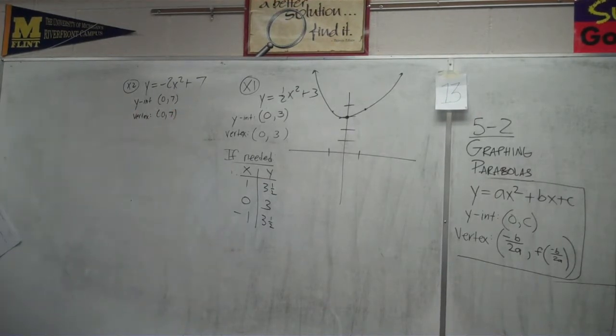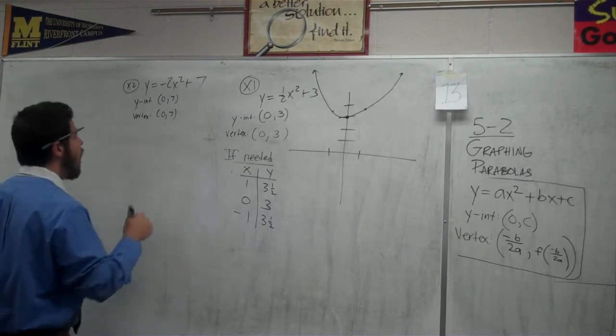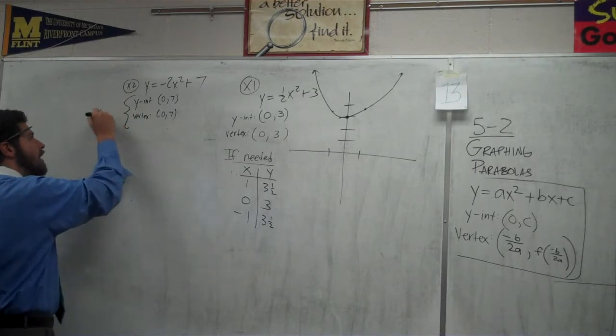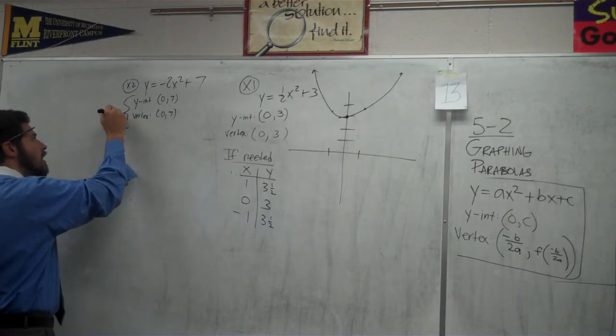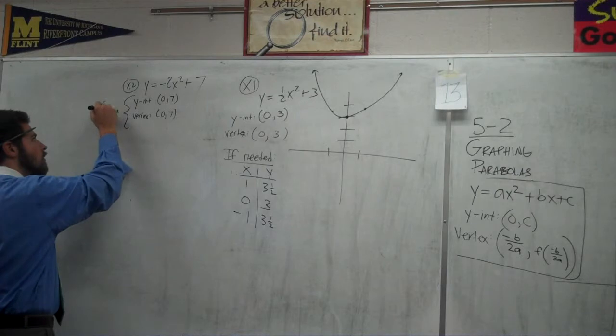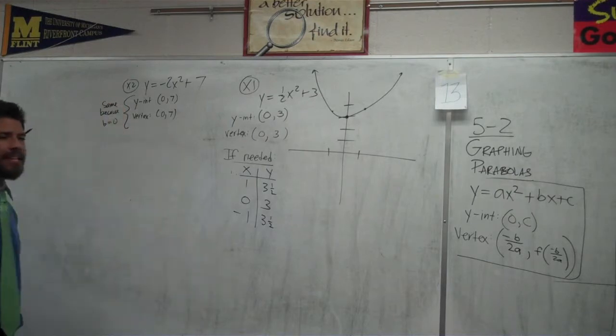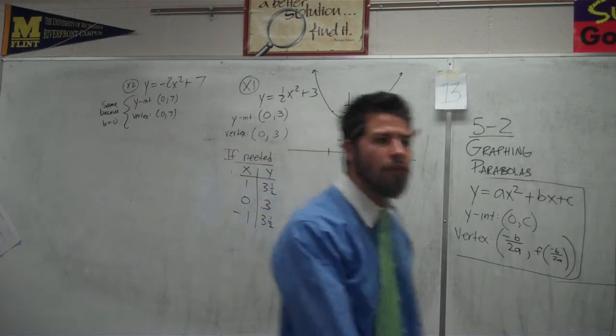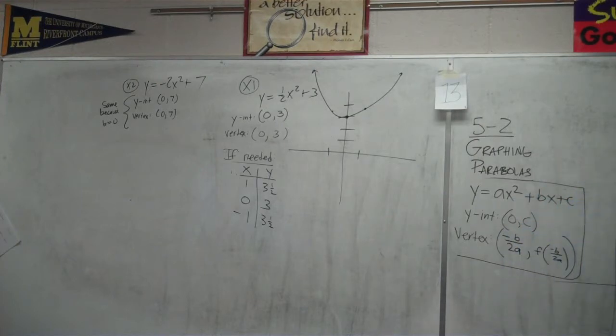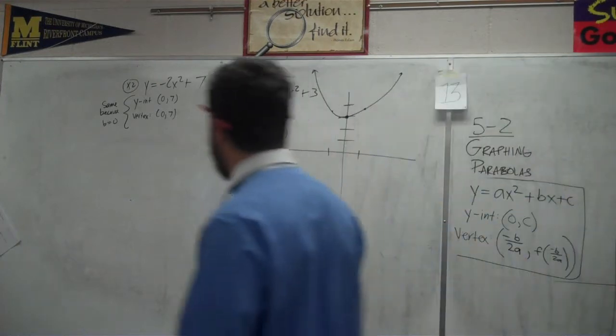And I know that because the b value is 0. Listen to me. If your b value is 0, your vertex and y-intercept will be the same. I was going to say, or your a value, but that's not possible. Oh, that would make it linear, right? Yeah. These are the same because b is equal to 0. If your b is not 0, they're not going to be the same because your vertex is not going to be on the y-axis.